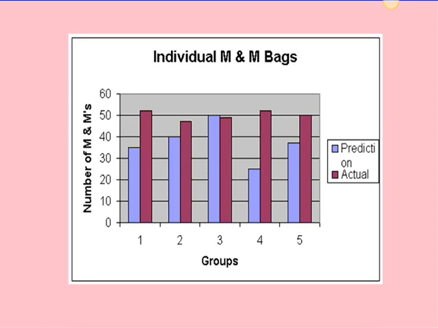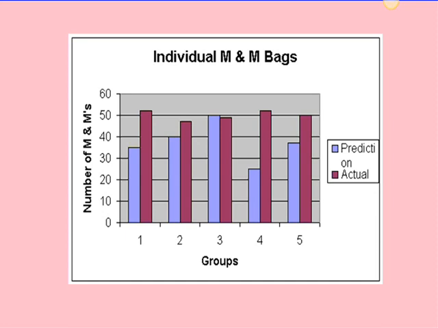Which group had the largest gap between their predicted amount and actual amount? When you look at each set of bars, Group 4 has the biggest gap between their predicted bar and their actual bar. So Group 4 had the largest gap between their predicted amount and actual amount.